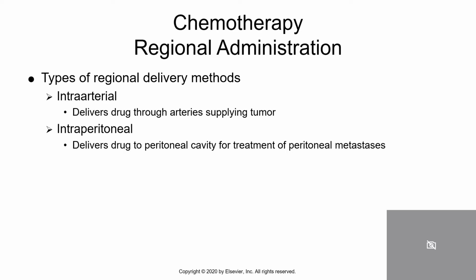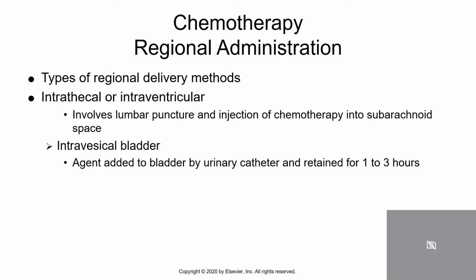Examples again, intra-arterial is when you will have this chemotherapeutic drug delivered through the arteries that are supplying the tumor. Intraperitoneal is going to be into the peritoneal cavity if there's some kind of metastasis in that area. Intrathecal or intraventricular is going to involve a lumbar puncture where the chemotherapy is directed through injection into that subarachnoid space. And then intravesical bladder is when that agent is added to the bladder by a urinary catheter and it stays in there for 1 to 3 hours.